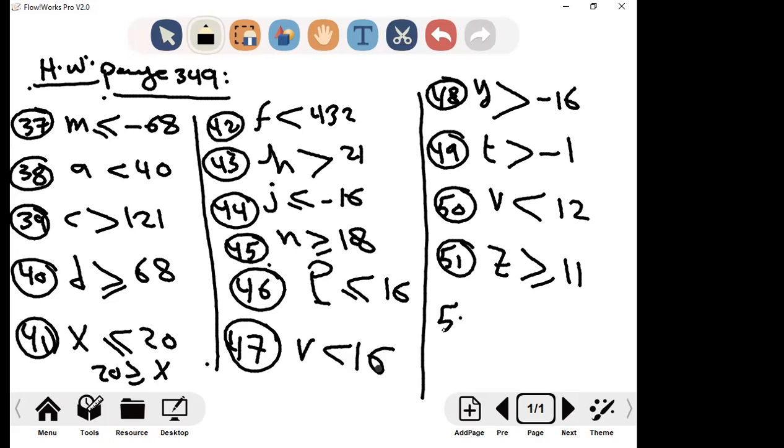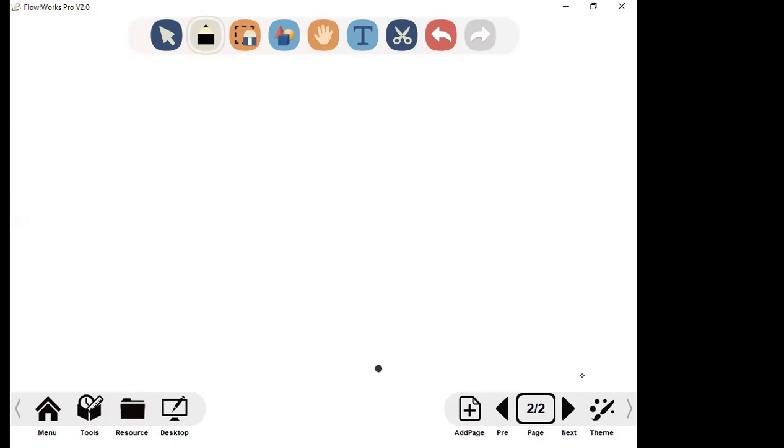Question 52. b will be less than or equal negative 3 over 4. I didn't switch here, right? Question 53. b will be more than 5 over negative 2, right? I switch the sign here.